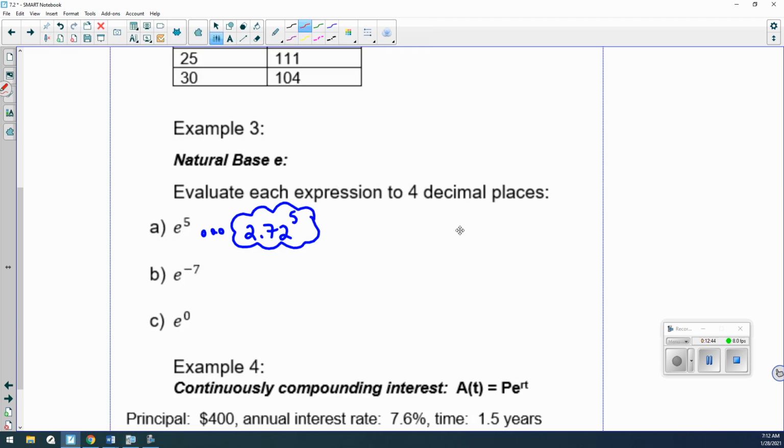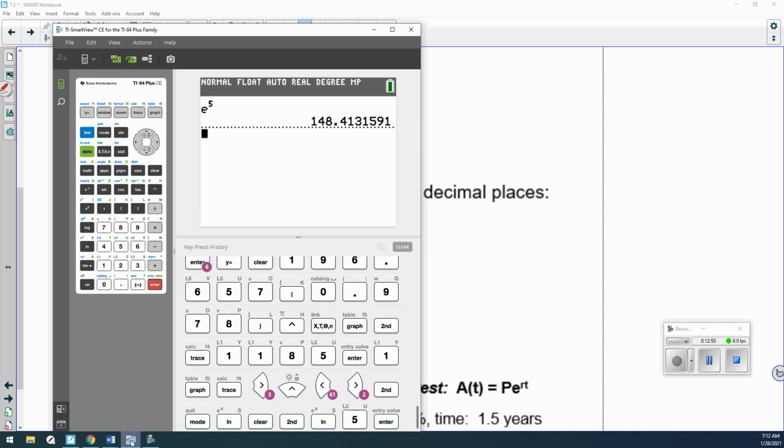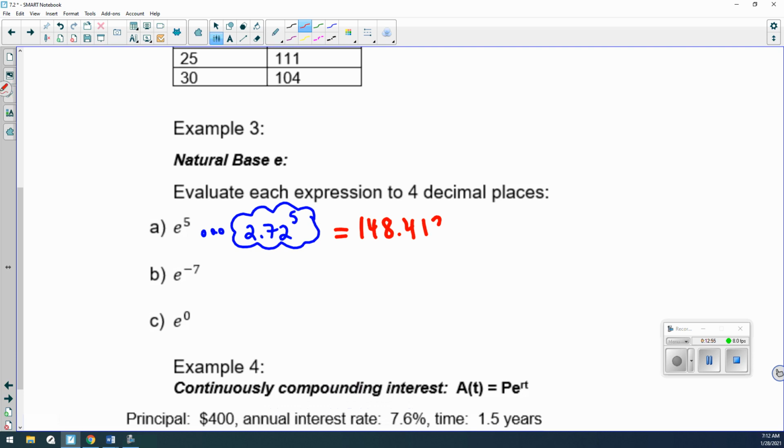So that is exactly 148.4. If I want to be a little bit more exact, I would round to 3 decimal places. So 148.413. Okay, I want you guys to take a minute and come up with B and C, and then we will pick up with example 4 tomorrow.